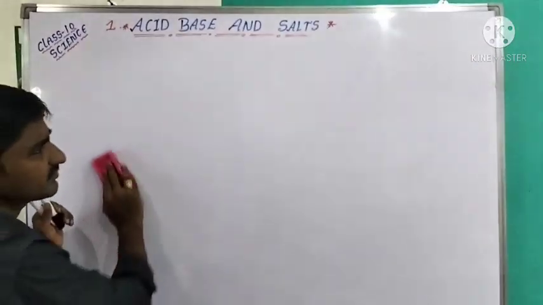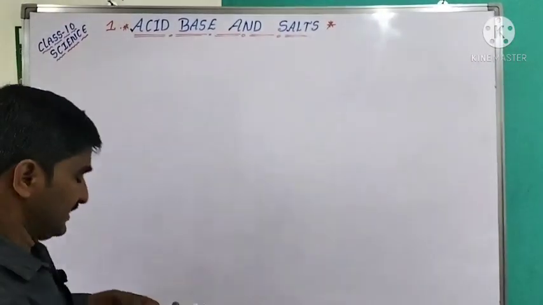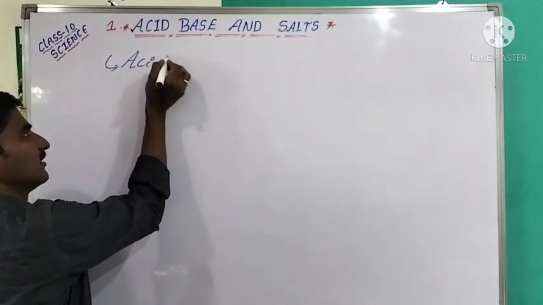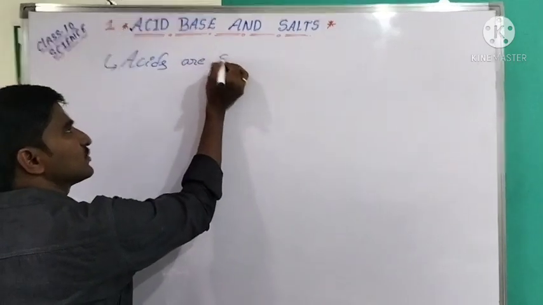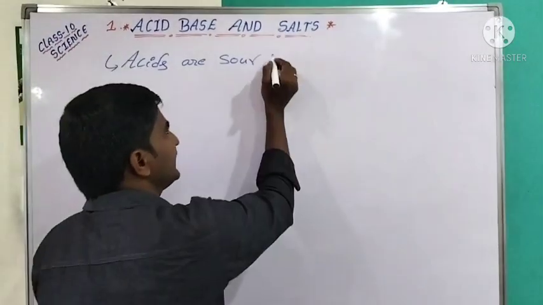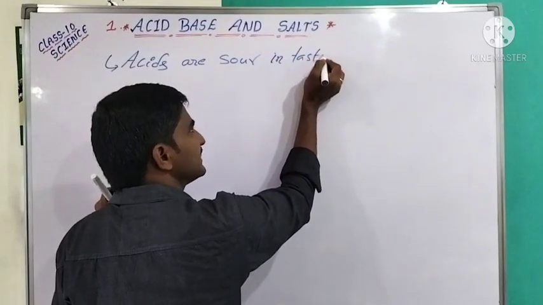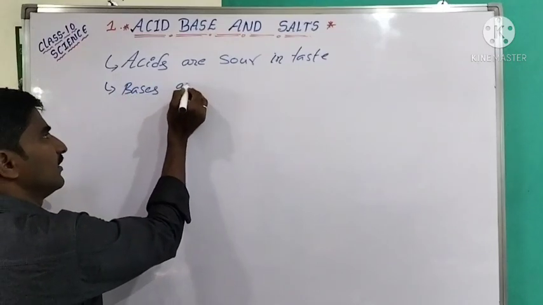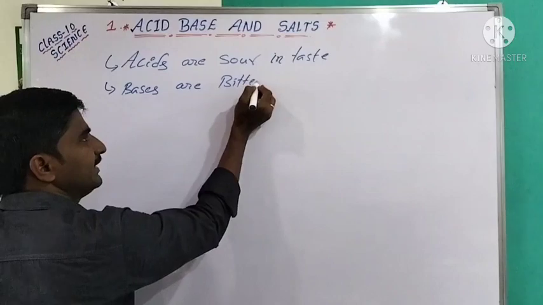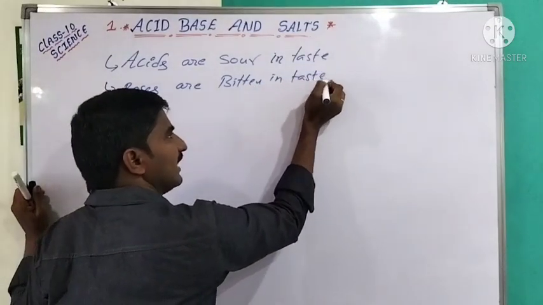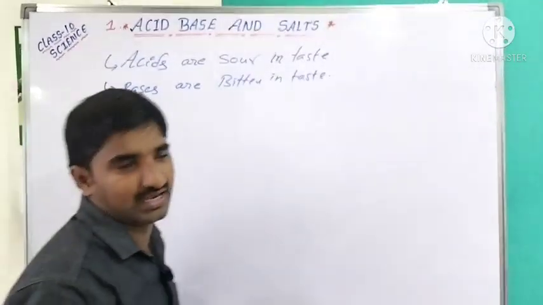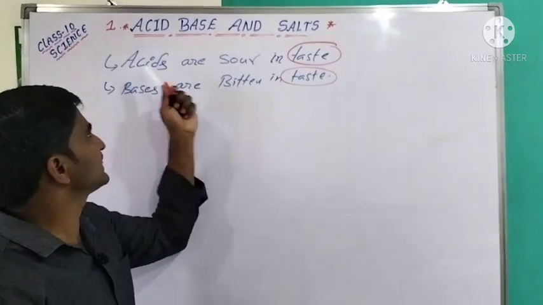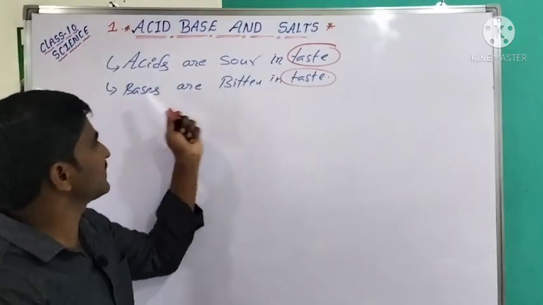What is the conclusion? What is the final conclusion given? Please listen carefully, all of you. Acids are sour in taste. Final conclusion: sour in taste. Okay, this is important. Sour in taste. Bases are bitter in taste. So in the earlier days, compounds were classified based on taste. Sour taste substance is called acids. Bitter taste substance is called bases.